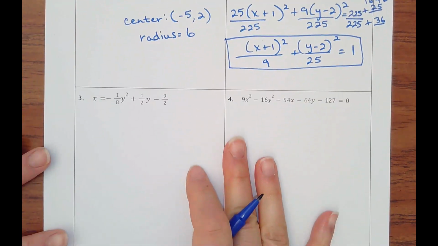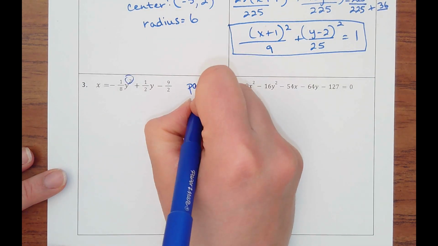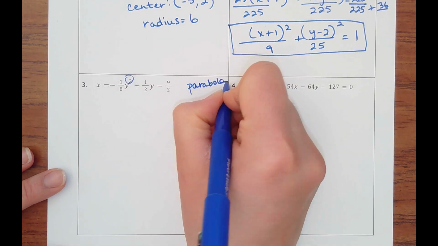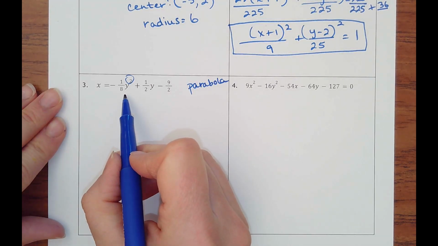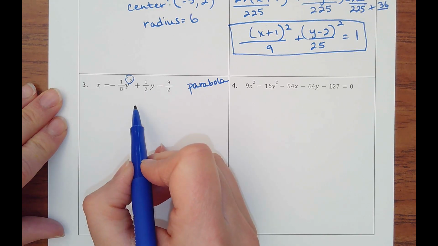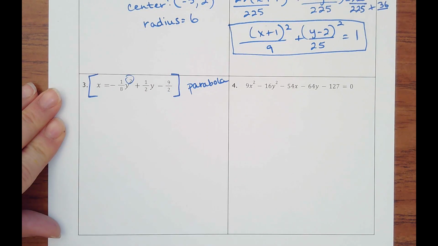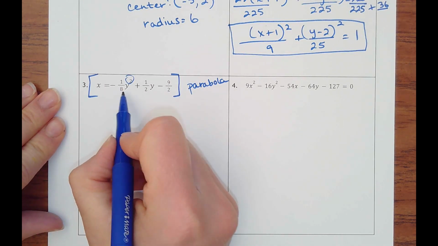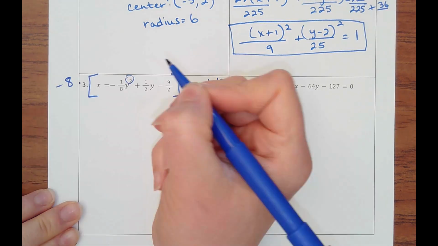Okay, number 3. I only see y getting squared, so that makes it a parabola. Okay, so I've got options here. I could add the y squared and subtract the y over, or I could go ahead and just multiply the whole thing by a negative. And you definitely want to get rid of fractions. So I'm looking at 8, 2, and 2. The least common multiple would be the 8. So I'm going to multiply everything times negative 8.